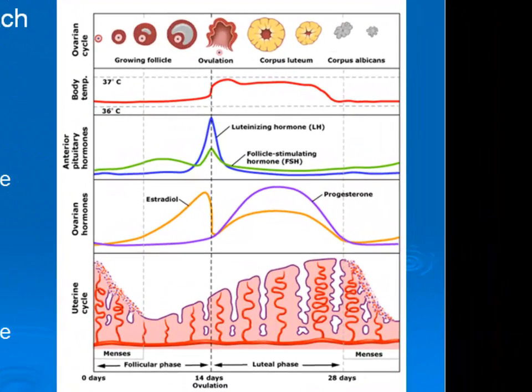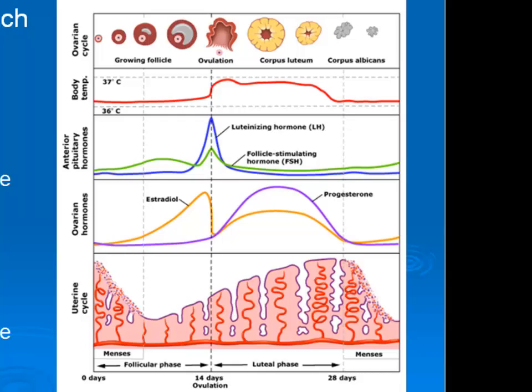The first half of the cycle is the follicular phase and involves the growth of the follicle. The second half of the cycle is the luteal phase, named after the corpus luteum that forms after ovulation. It is the corpus luteum that produces progesterone and estrogen after ovulation occurs.